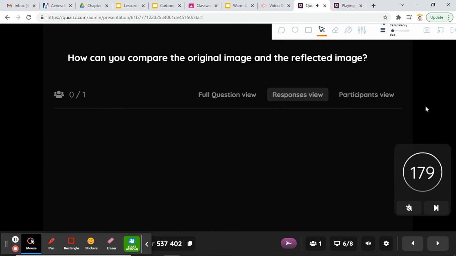Okay, so I want you to think, how can you compare the original image and the reflected image? What can you say about those two figures? And also, these can be called the pre-image and the image. The pre-image is the one we have not moved yet, and the image is once we have reflected. So try to think for a second. How can you compare the original image and the reflected image?